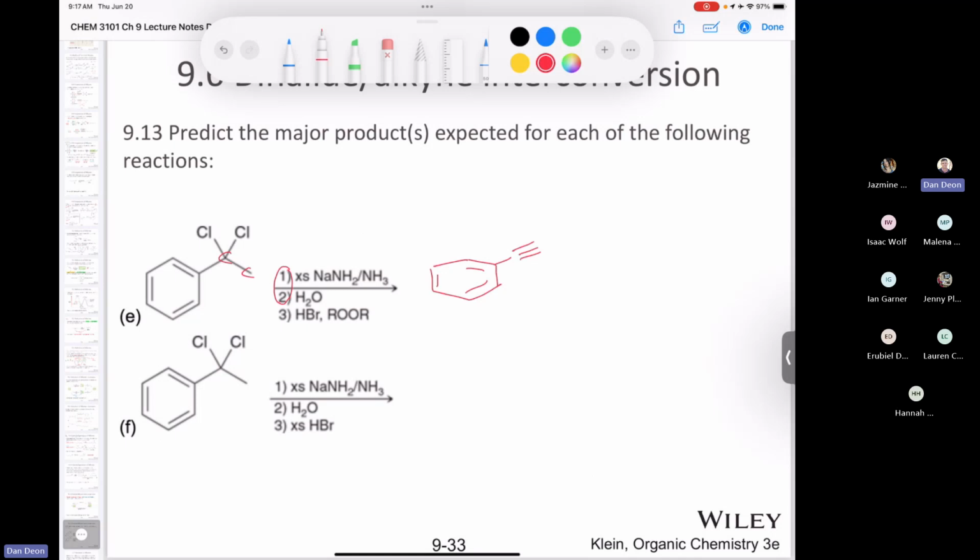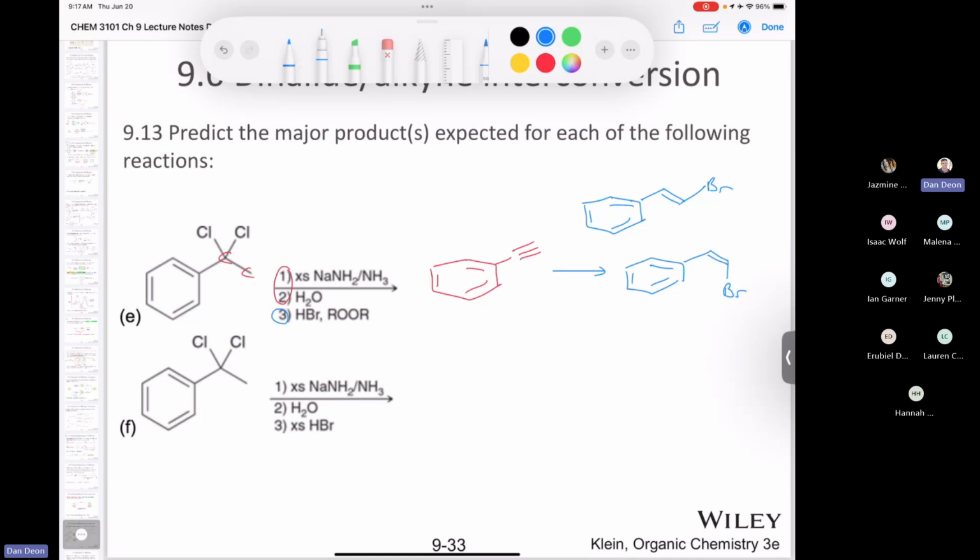Okay, that's going to be after the first step. But in the second step, we get an anti-Markovnikov addition of HBr. So it's not the rich getting richer. It's the other way around. So we're going to end up with both the E and the Z alkene. We're going to end up with the E alkene like this, and we're also going to end up with the Z alkene like that. Okay, so we end up with a mixture in that particular case.